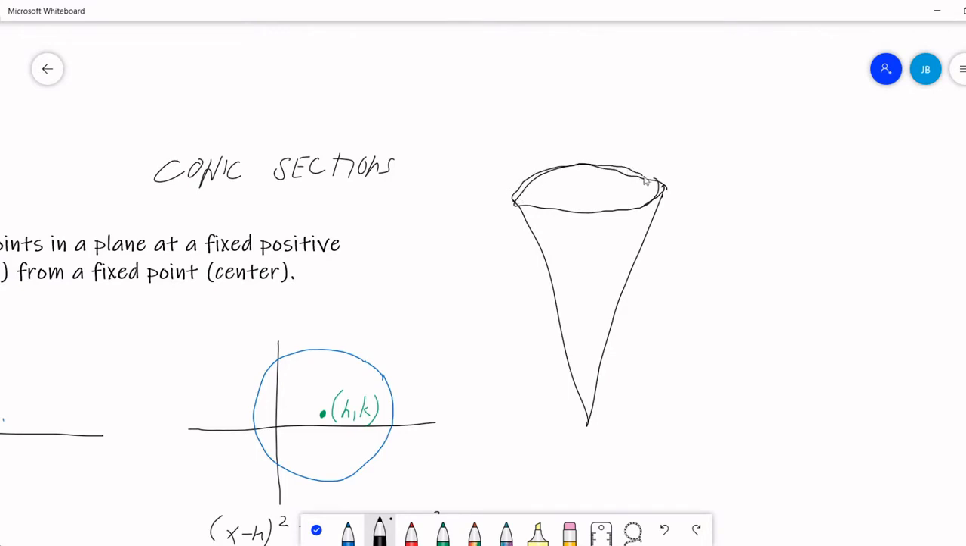So, it's a cone. And then, if you are going to slice it, we are going to cut that into half. So, we can see a circle. Right? So, it will form a circle if we are going to cut that into half. So that's why circle is one of the conic sections.